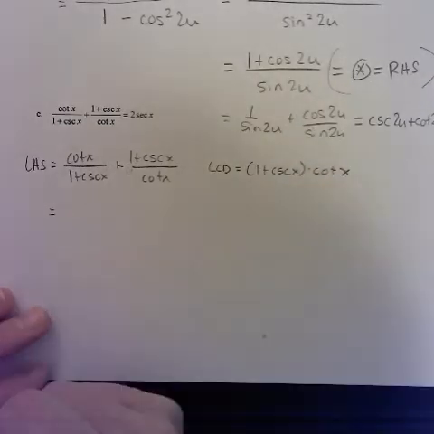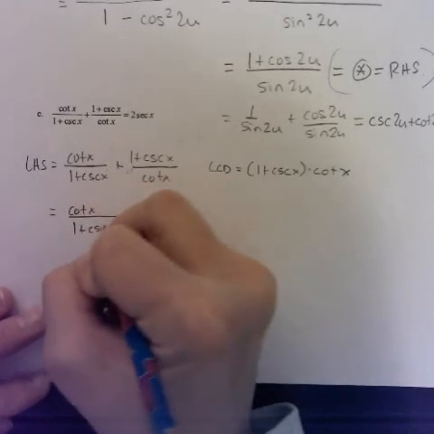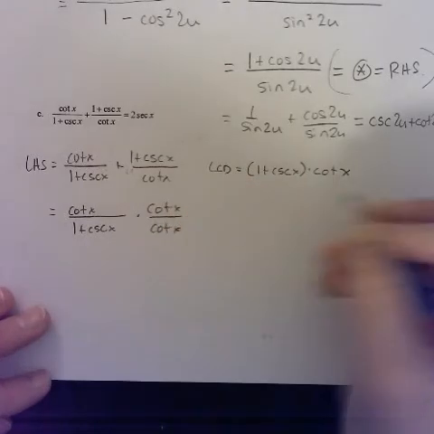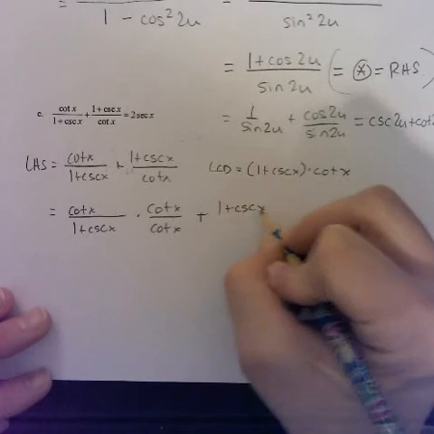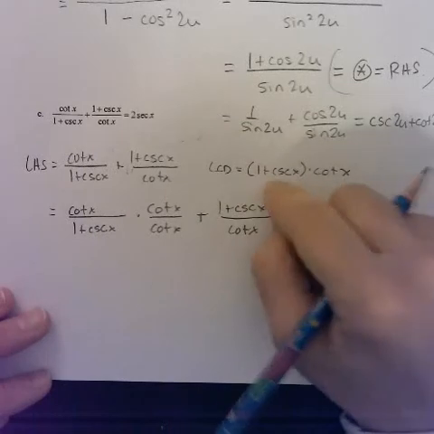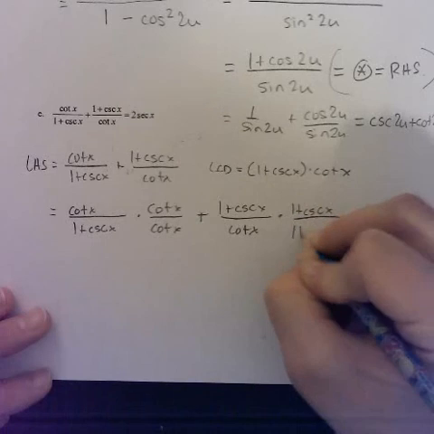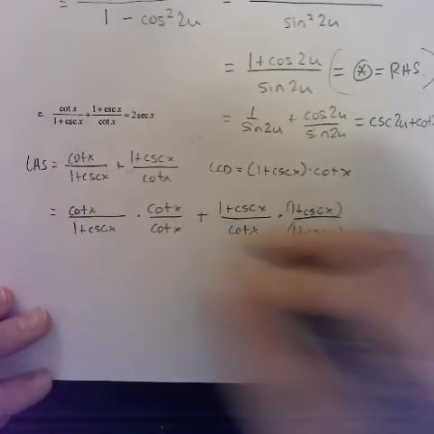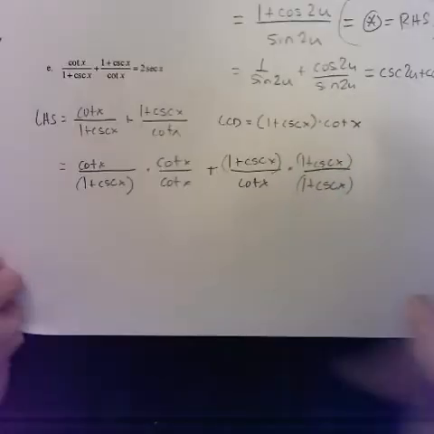So the first fraction, I need to multiply by cotangent x over cotangent x. And then the second fraction, I need to bring in the 1 plus cosecant x. So I'll use 1 plus cosecant x over 1 plus cosecant x. Okay, and we're going to have to do some distributing up here. All right, so I'm going to put this all over.